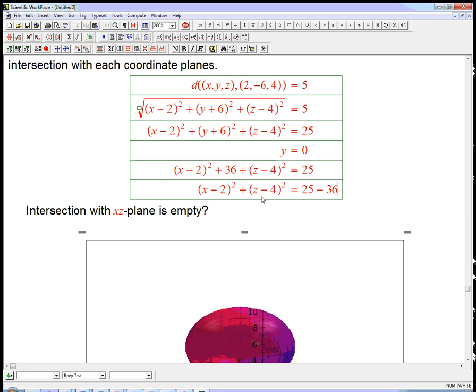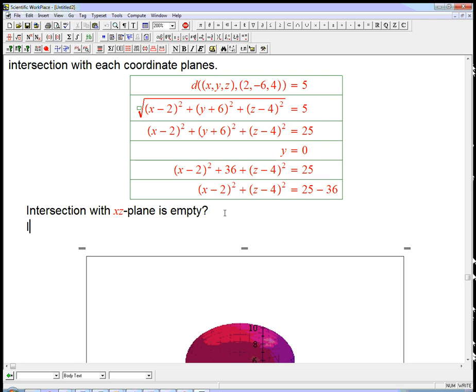Geometrically, I want you to think a second, maybe pause the video. Why is this not possible? Why shouldn't it intersect with the plane y equals 0, the XZ plane? Well, how far is the center in terms of y? It's at minus 6. And how big is the radius? It's only 5. So if you can only go 5 units away from a point that has y coordinate minus 6, you're never going to reach y equals 0.